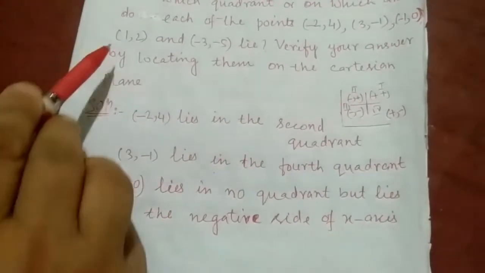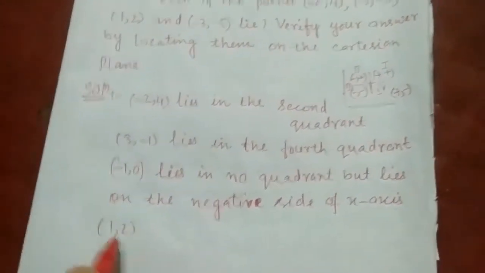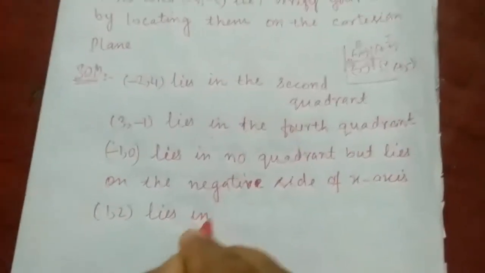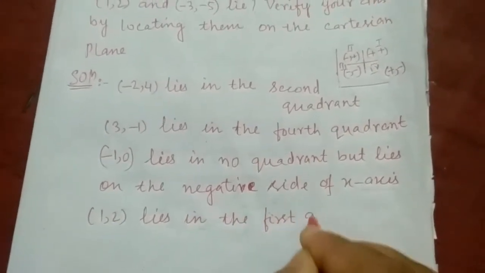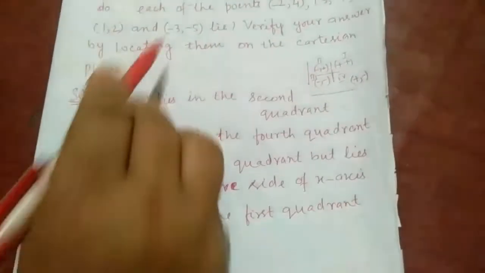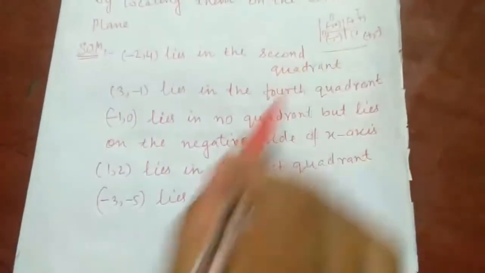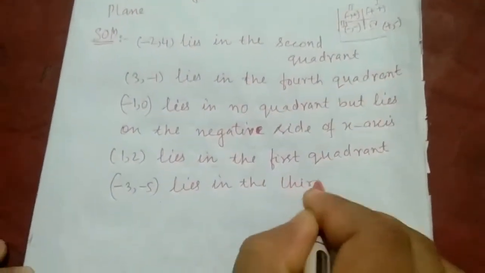Okay, then next it is given (1, 2). Both are positive, which means first quadrant, so write: lies in the first quadrant. Then the next point is (-3, -5). Both are negative here, so negative, negative means third quadrant. Lies in the third quadrant.